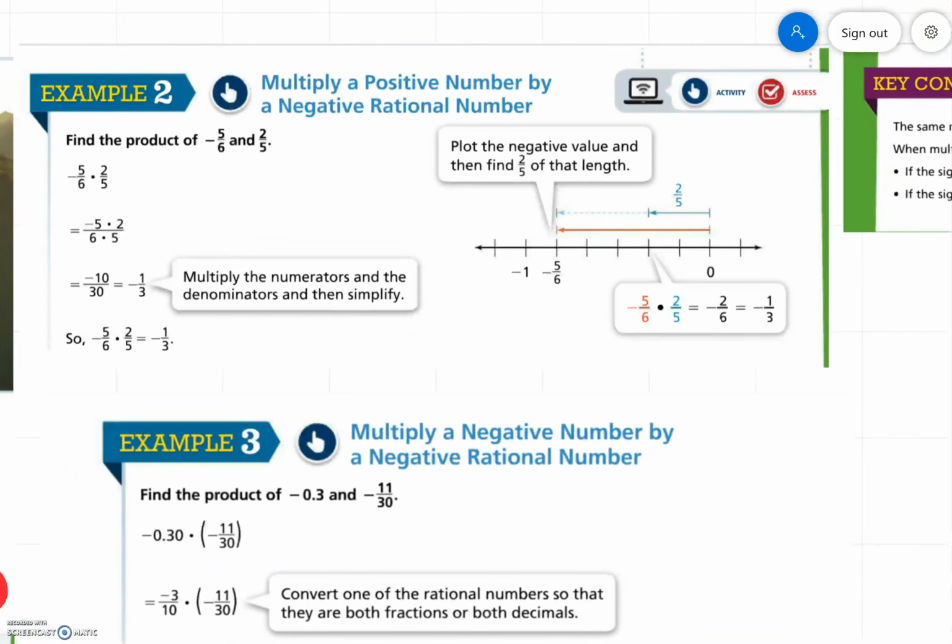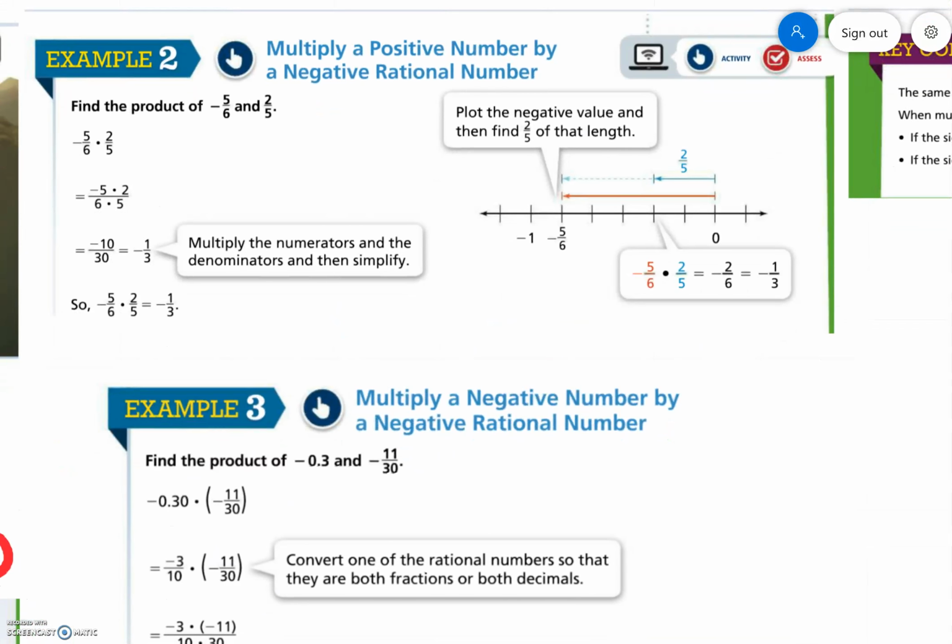Example number 2. Multiplying a positive number by a negative rational number. Find the product. Here's a good word. Product means to do what? Multiply. Good. So we were multiplying negative 5/6 and 2/5. Multiplying fractions, we could just multiply straight across. The numerator with the numerator, denominator with the denominator.